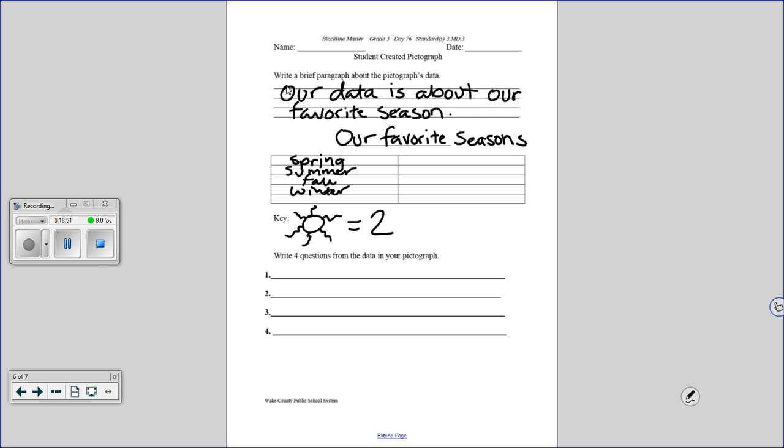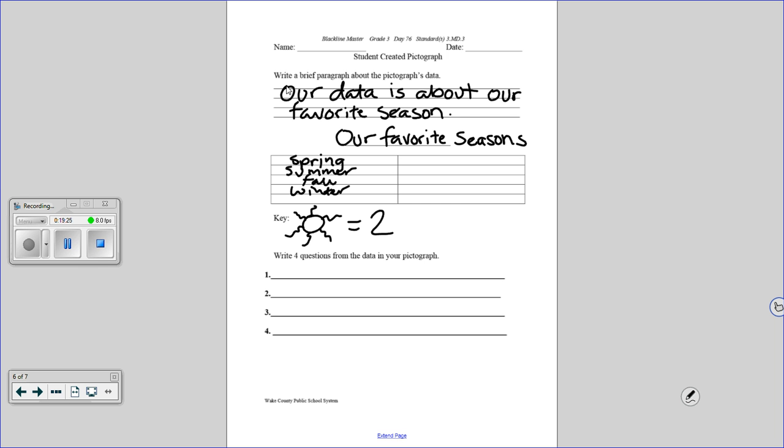Aiden, share. Great. Are you going to draw any suns in spring? Nope. How many suns are you going to draw in summer? Look at your data. Ryan, am I going to draw 16 suns? Nope, I am not going to draw 16 suns. Look at your data.